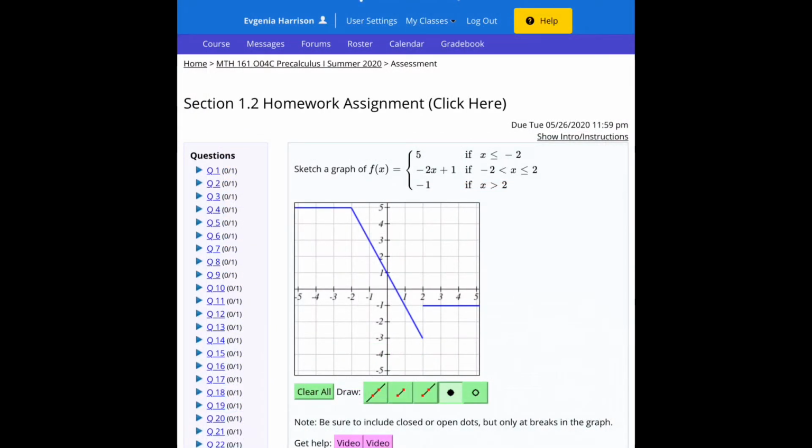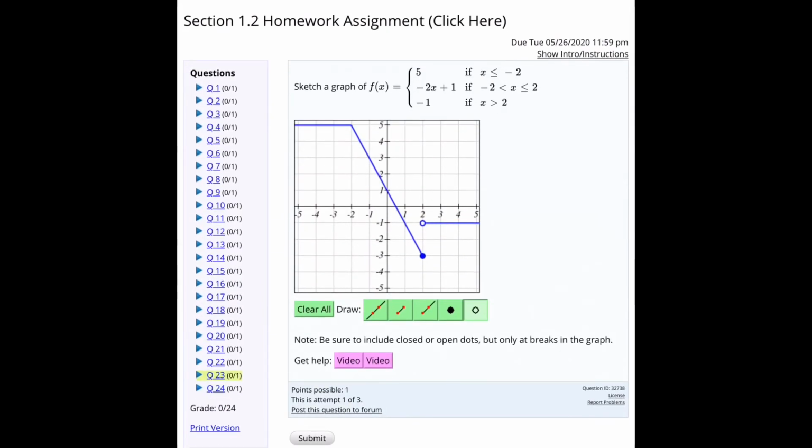Let's put those circles on our graph. We have a closed circle at 2, -3, and an open circle at 2, -1. And finally, when you are ready to submit your graph, click on Submit below the problem, and this is the graph of our piecewise function.